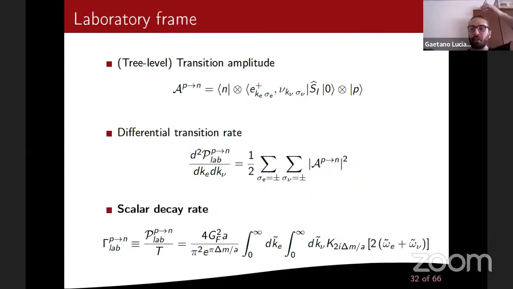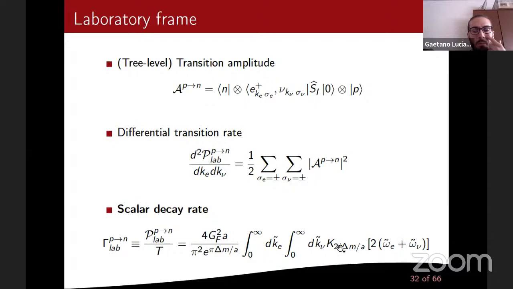Okay, in this approximation, one can try to make computations. This is the transition amplitude for the inverse beta decay in the laboratory frame. This is the transition rate. You can just compute this quantity, which is a scalar quantity. It's not evidently a scalar quantity, but one can show that this is a scalar. This is the probability over the nucleon proper time. And this is the result you get in the laboratory frame. This is a Bessel function.